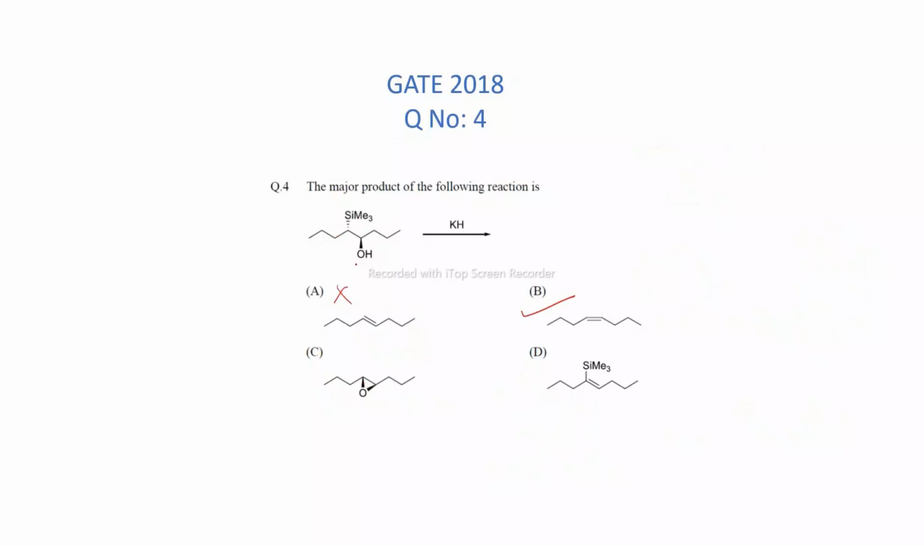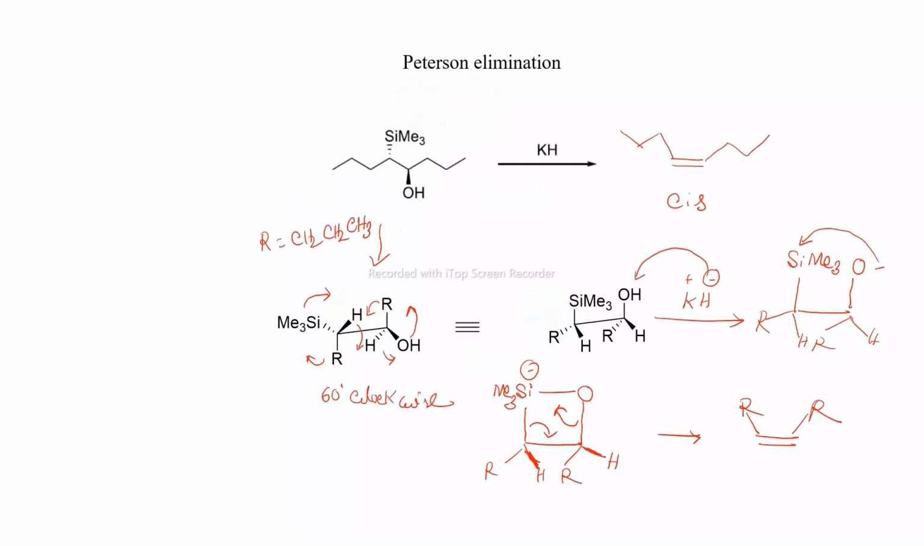This type of epoxide formation is not possible because for that the oxygen would attack here and the SiMe3 group would have to leave. But the SiMe3 group is not a good leaving group. That's why option C is also not good. And for option D, this hydrogen would have to be abstracted and this lone pair would come here and this OH would have to leave. But OH- is also not a good leaving group, and this hydrogen is also not acidic in nature. That's why option D is also not correct. So the correct option is option B.